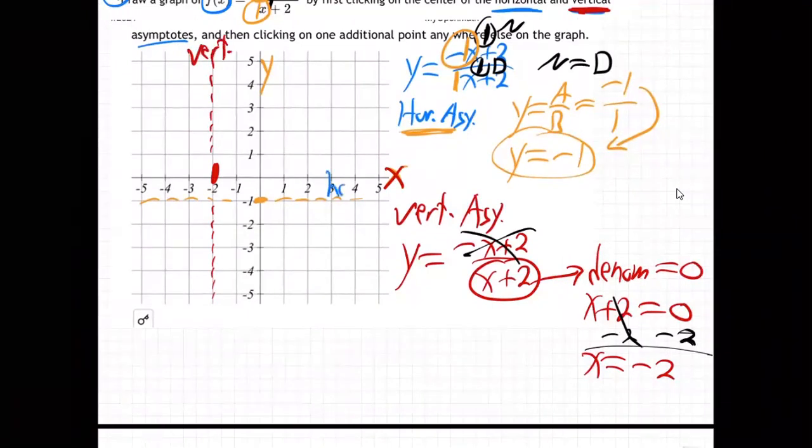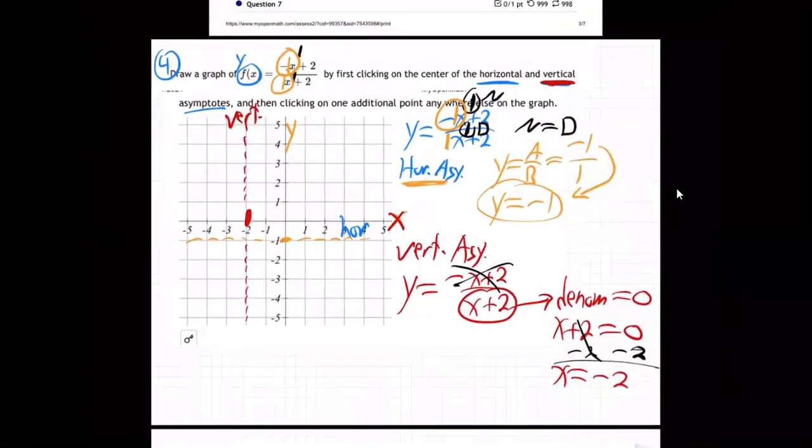And here's the horizontal asymptote, right? We found those using the notes. I found the horizontal and vertical asymptotes. Again, the horizontal is just the highest power in the top, highest power in the bottom.